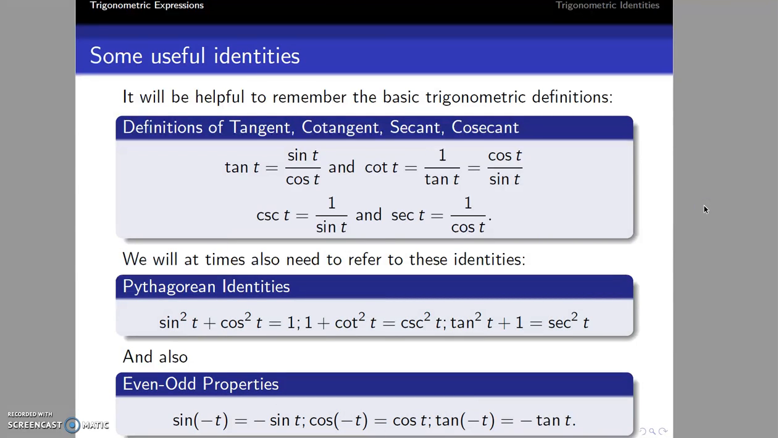First, though, I want us to have these things at the ready. I want us to remember that if we're going to write things in sines and cosines, we've got to remember how. Tangent is sine over cosine. Cotangent is cosine over sine. Cosecant is 1 over sine. Secant is 1 over cosine. And we also have the Pythagorean identities. We might avail ourselves of that. That's existing knowledge, and that's not something you will ever have to memorize in this class anyway. And also the even-odd properties. We have access to those as well, and we might use those to simplify our expressions.